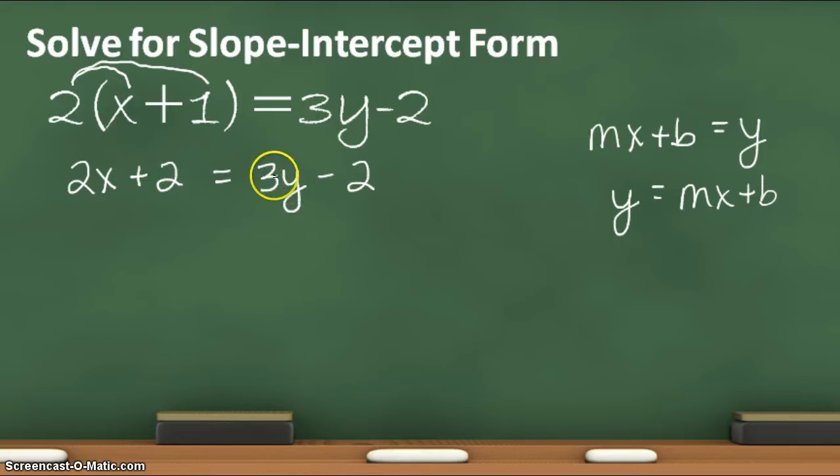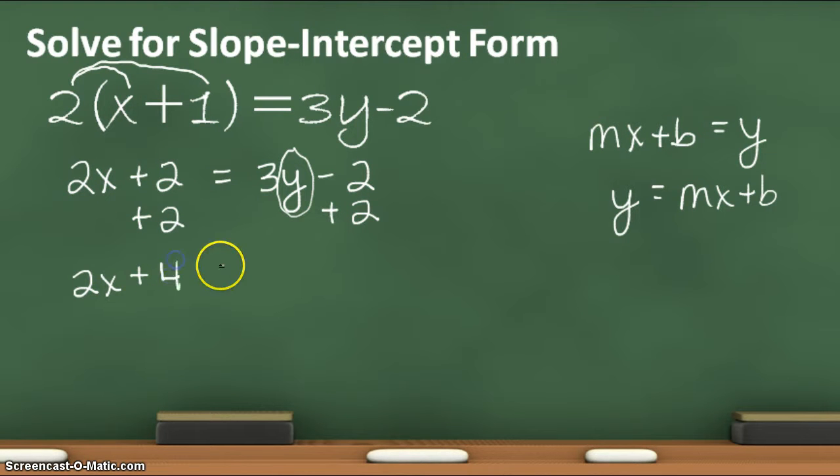So I want to get y by itself, so I'm going to start by adding 2 to both sides. Make sure you combine it with like terms, so since there's no x on this 2, there should be no x where we're adding it. So 2x plus 2, that's 2x plus 4 equals 3y.